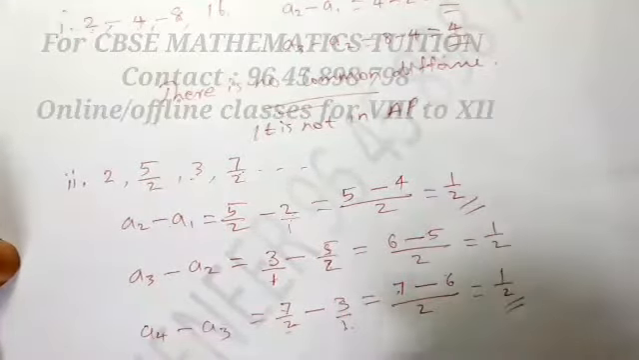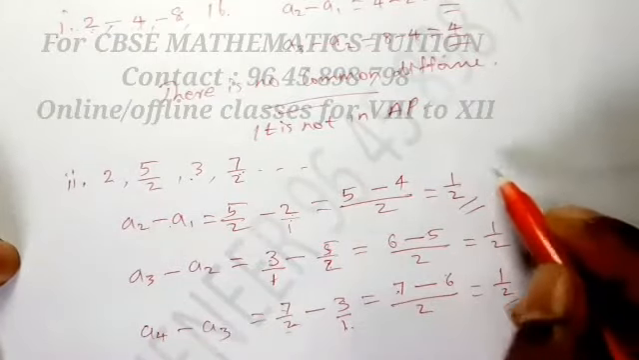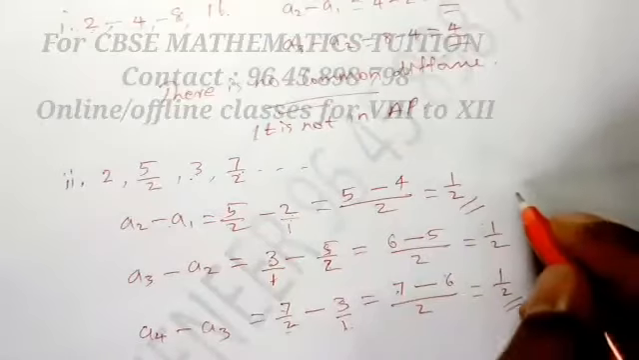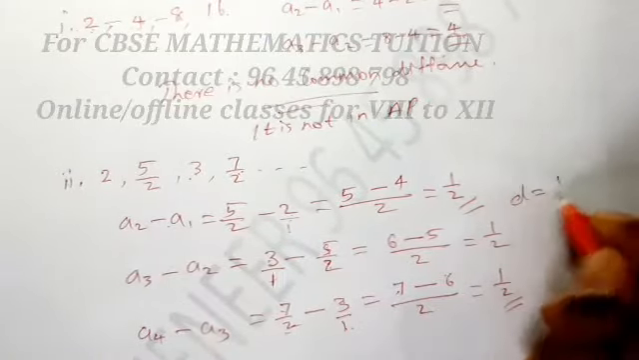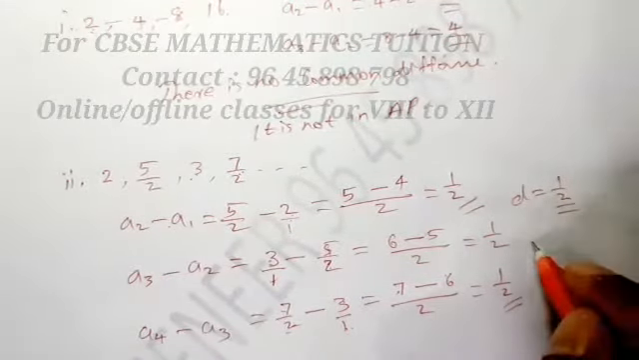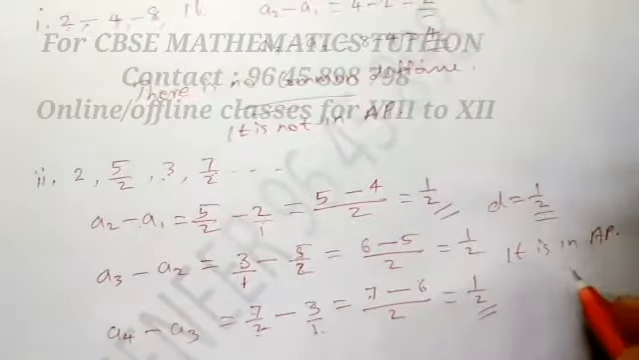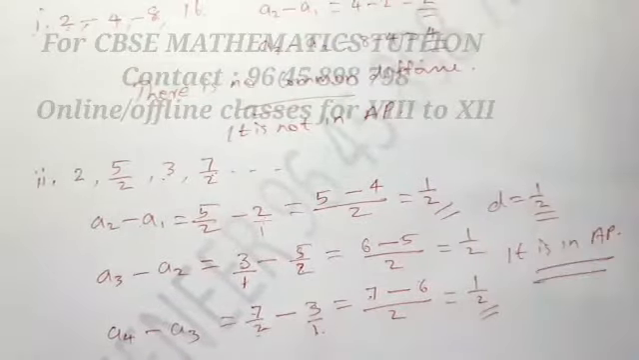In all cases we got the same. So the difference is common. So there is a common difference, 1 by 2. So it is in AP. So we can say that it is in AP. Now we can go to the third question.